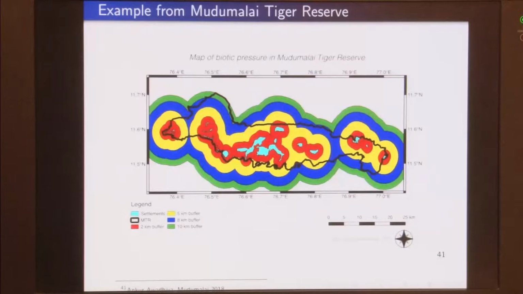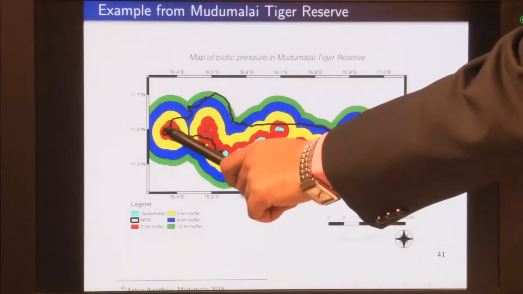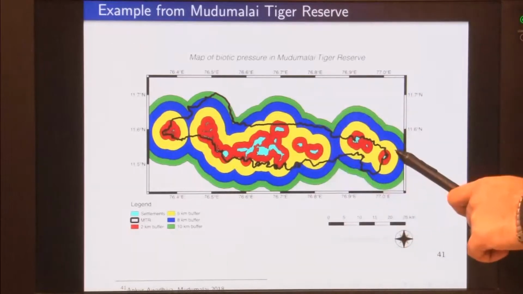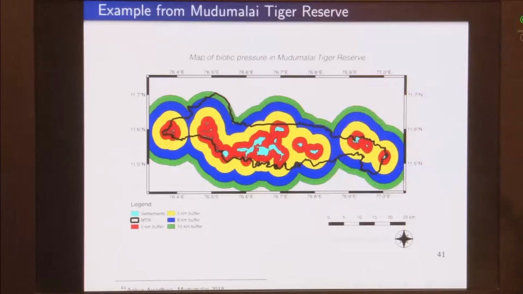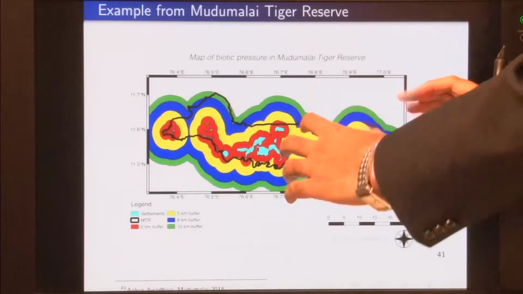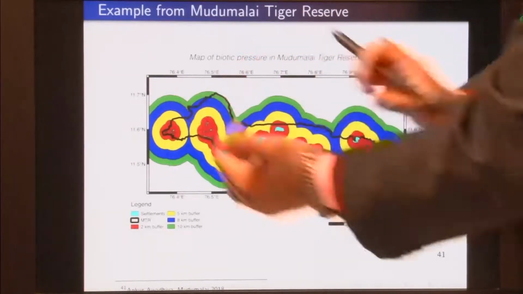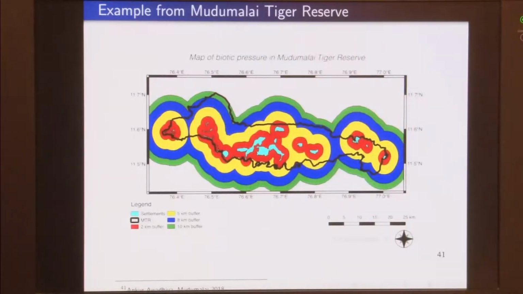This is because this reserve is mostly linear in its formation. We have this reserve that has this much length and only this much breadth. So, this is essentially a linear reserve. On the other hand, if the whole of this area was converted into a circle, then probably much more of the area would have been spared from the biotic pressure.